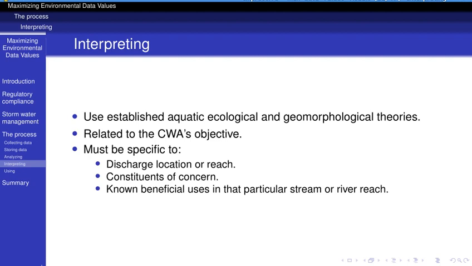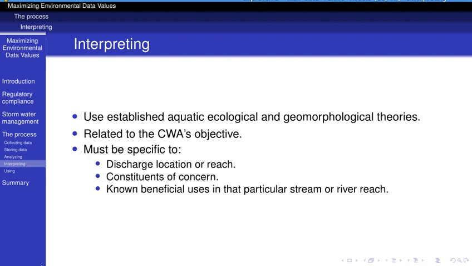The meaning of stormwater chemical concentrations on receiving waters needs to be based on established scientific knowledge of hydrology, open channel hydraulics, and aquatic ecology applied to the beneficial uses for that reach of stream or river.